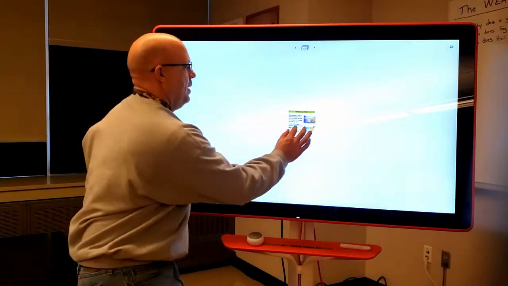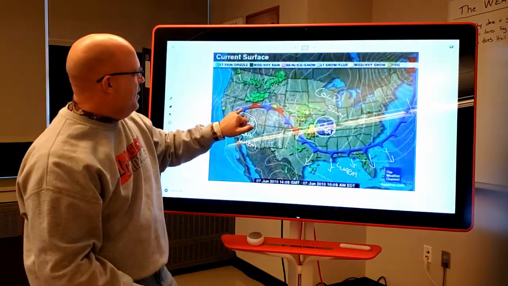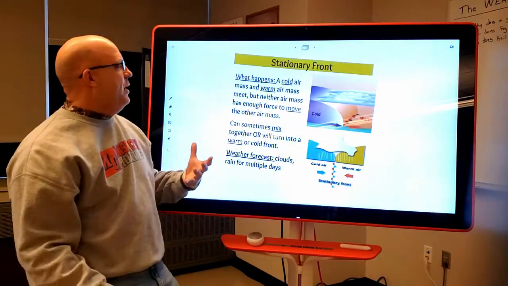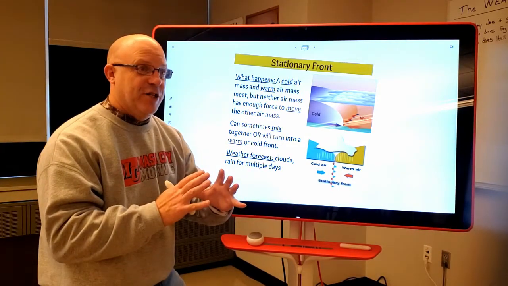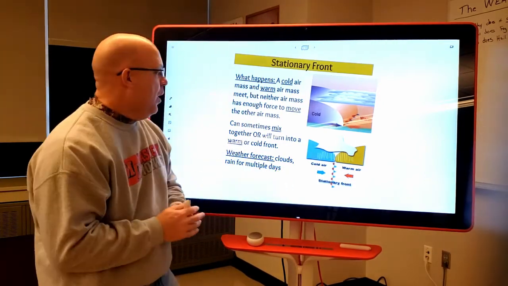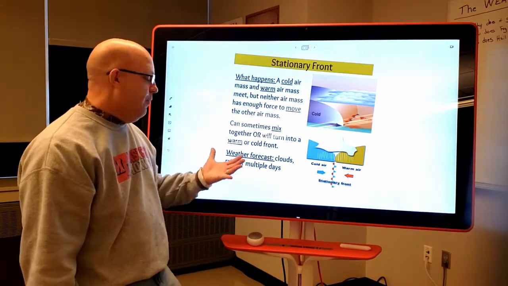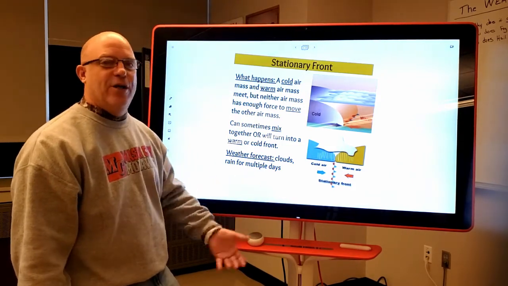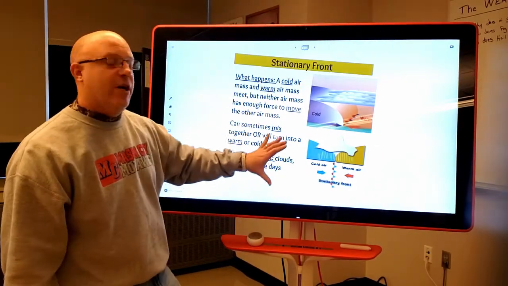All right. Now, stationary front. If we go back a slide, you can see that this is a blue, red, blue, red, blue, red, blue, red. That's what a stationary front is. A stationary front is when a cold air mass and a warm air mass meet, but nobody wins. They just sit there, and they push and push and push, but nobody is moving. When that happens, the weather forecast is going to be cloud, rain for multiple days on end until somebody wins. It'll just sit there and rain on you and rain on you and rain on you, or be cloudy and cloudy and cloudy. That's what a stationary front means.